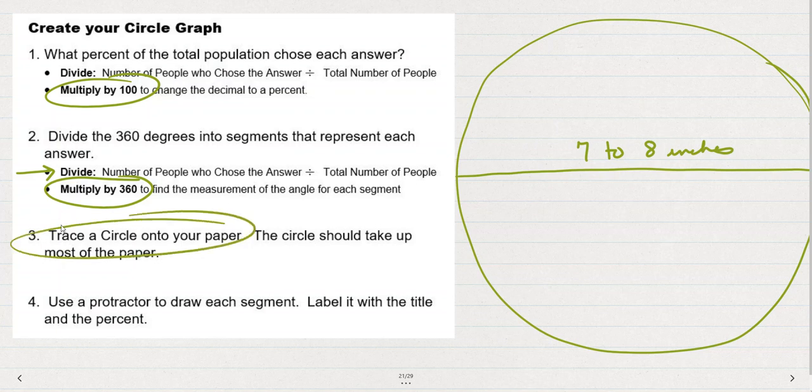But I'm going to trace a circle onto the paper, and it should take up most of the paper, and then I'm going to use a protractor to draw each of the segments. Now, a protractor is a tool that you use to measure the degrees of an angle. You don't have to purchase a new protractor. You can use an online protractor, which if you go back to the Blackboard folder, you'll find at the bottom of the items listed in the Blackboard folder, an online protractor that you can use. Let me practice through this process.